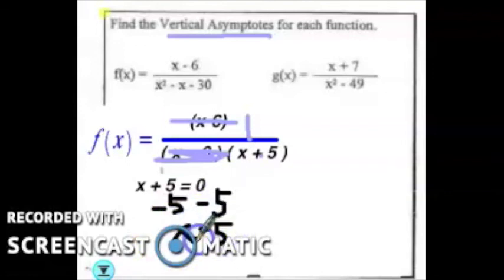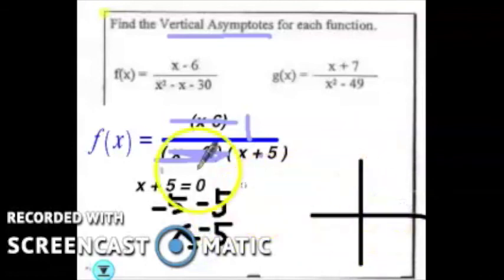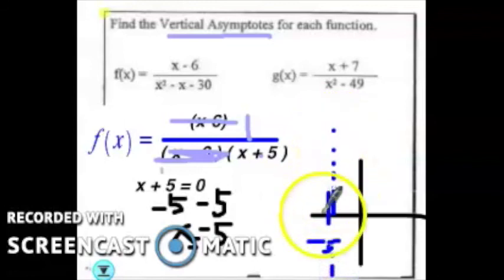I'll put my little equal sign in there. So on a graph, this vertical asymptote, remember, goes up and down. So if this is negative 5, our vertical asymptote is going to come all the way down through negative 5, and the graph will never cross or meet on either side of the negative 5.